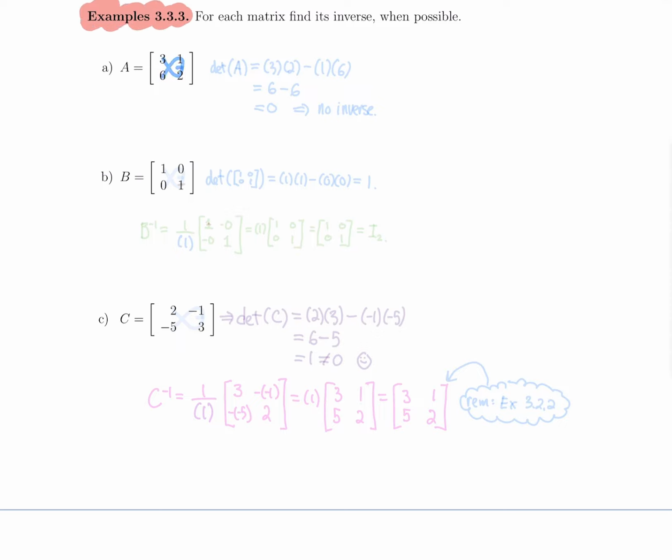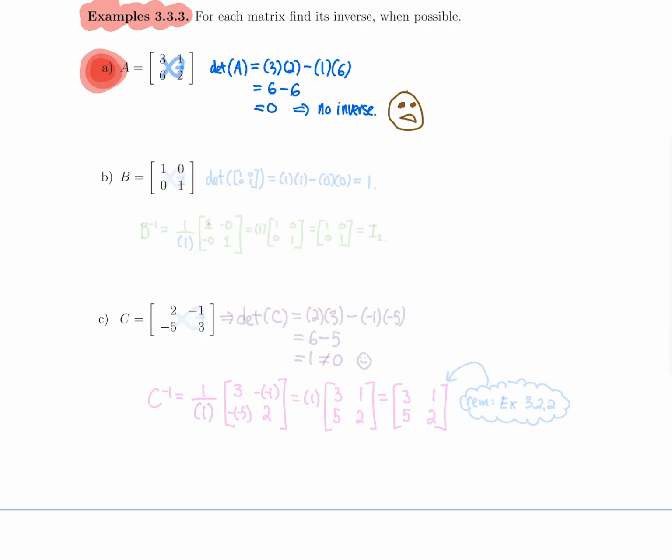So here we go, little fishy. Let's compute the determinant of that matrix. Let's just call it A because I'm lazy. So you get 3 times 2 minus 1 times 6. Oh no, what do we get here? 6 minus 6, 0. So this means that there's no inverse for that matrix. Boo. But anyways, don't worry.